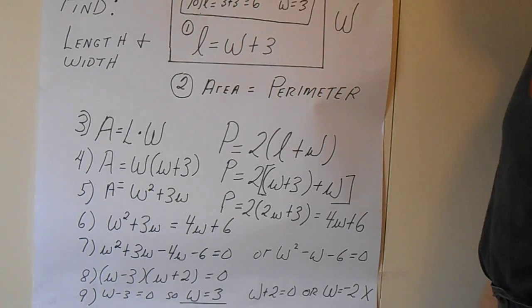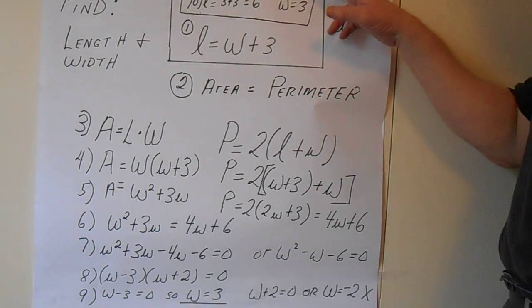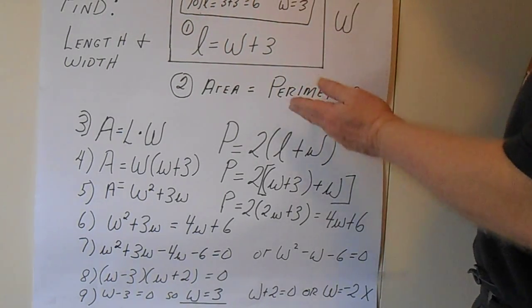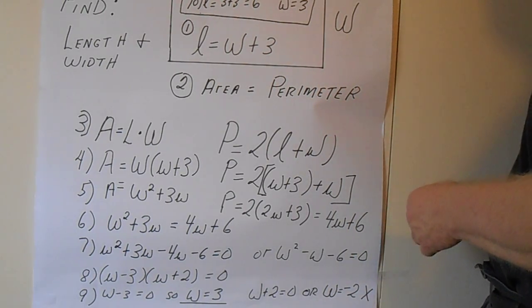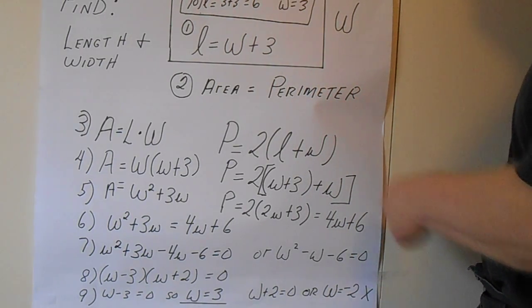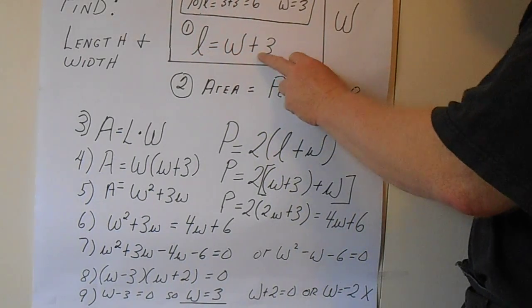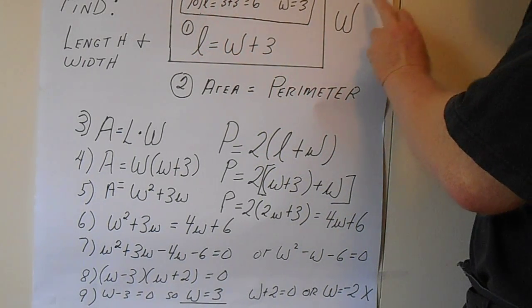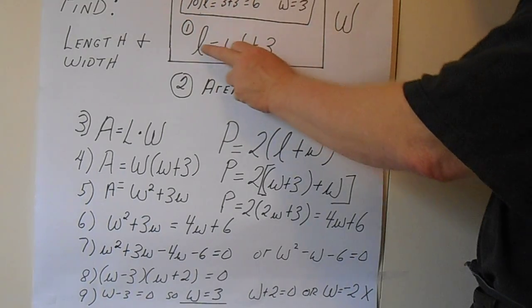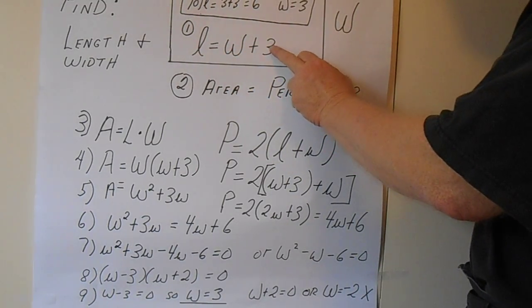Problem number 14, we're told that we have a rectangle. So once again, I've drawn a rectangle for my students. In that problem, we're given that the length is equal to 3 more than the width. So if I let W equal the width, I can let the length equal W plus 3.